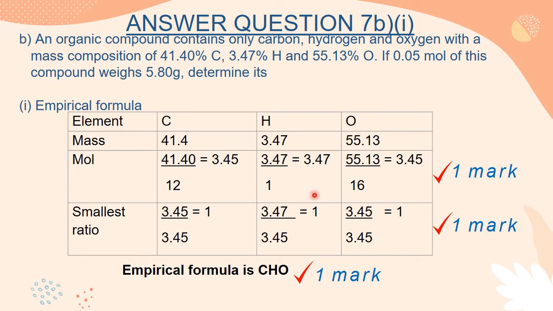After that we will determine the smallest ratio for each element. We divide by the smallest number of mole, so 3.45 divided by 3.45. So for the simplest ratio, for each element we get 1. So the empirical formula is CHO.